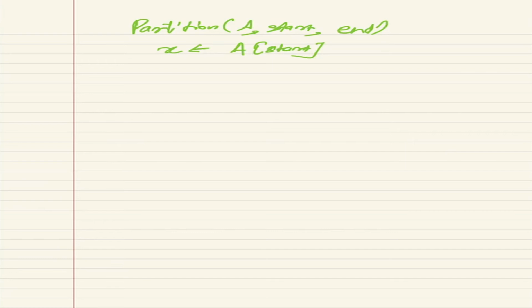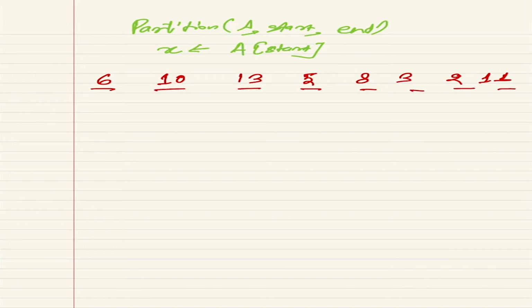so let's take an example. Suppose you are given an array, so initially it will be an unsorted array, and the elements are 6, 10, 13, 5, 8, 3, 2, and 11. So these are the elements. So how do you start? This is your x. This does not change.